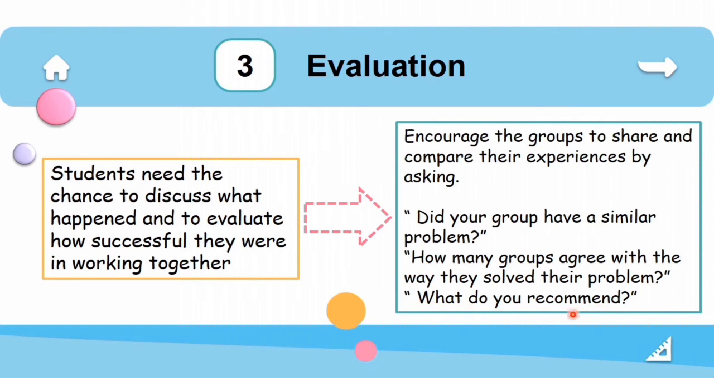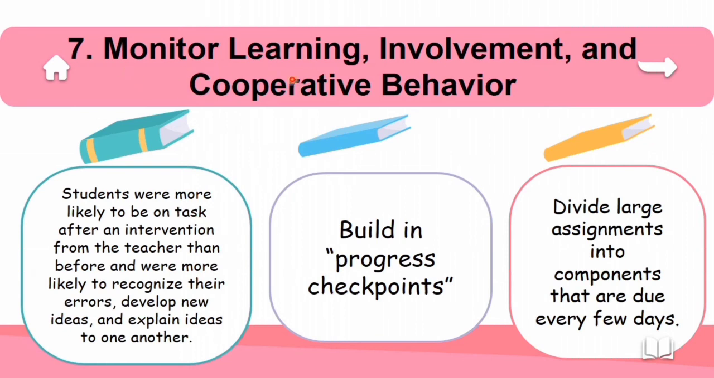From this, the students will notice and learn where their strengths and weaknesses are, their contribution, and what areas they need to improve. So for the 7th point, which is monitor learning involvement and cooperative behavior. In general, teacher interventions were beneficial to the group, which is, the students were more likely to be on task after an intervention from the teacher than before, and were more likely to recognize their errors, develop new ideas, and also explain ideas to one another.